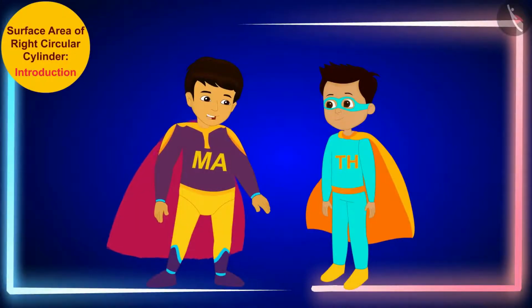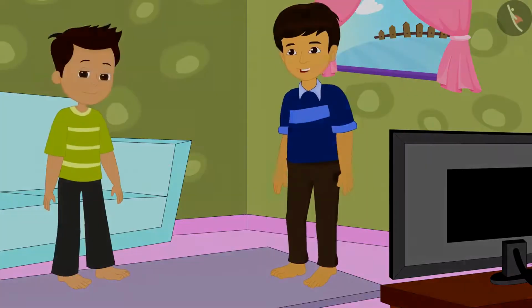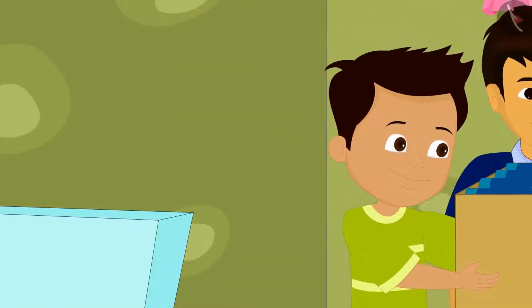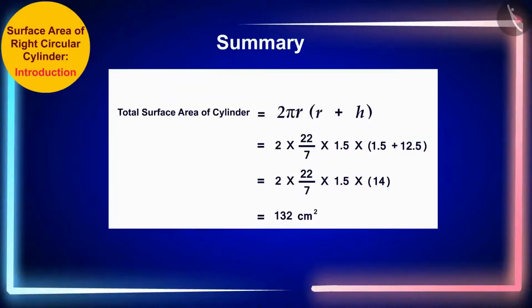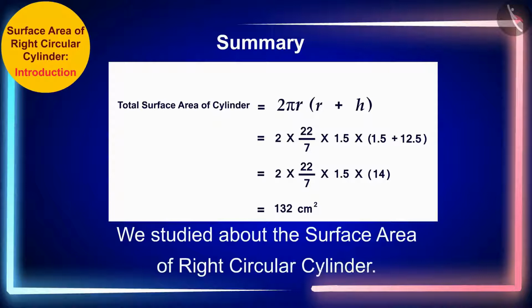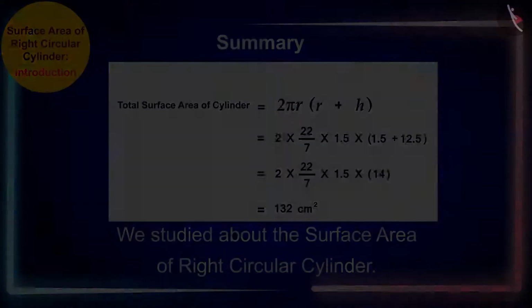Well done, Thomas. Let us return to our world now. I will help you make this packet. The two friends together made cylindrical incense stick packets and packed the incense sticks in them. In this video, we studied about the surface area of right circular cylinder. In the next video, we will see some interesting examples based on this.